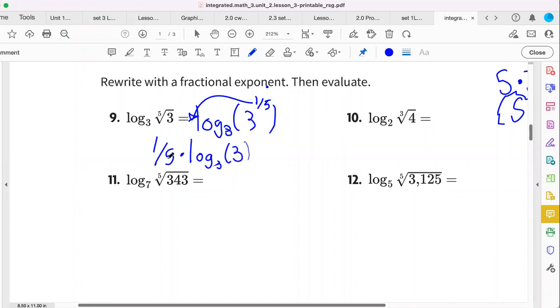So you can take this further. 1/5 times log base 3 of 3. Log base 3 of 3 is just 1. So it's 1/5 times 1. It's just going to be 1/5. Capiche? Makes sense.